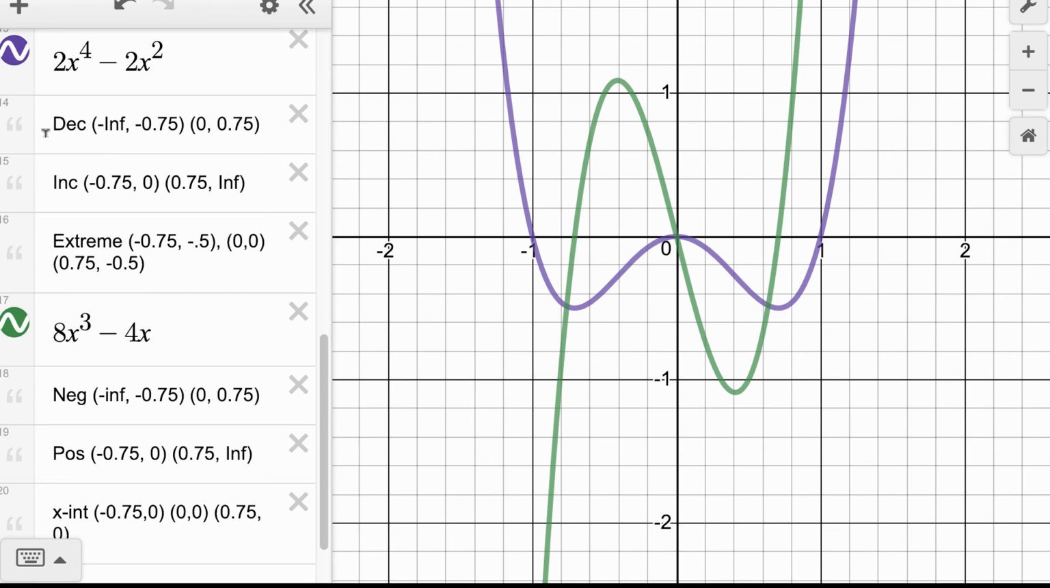Lastly, we looked at 2x to the fourth minus 2x squared and 8x cubed minus 4x. So once again, we notice that it's increasing and decreasing on the same intervals that the first derivative is positive and negative. And the extreme points occur where the x-intercepts of the first derivative are.